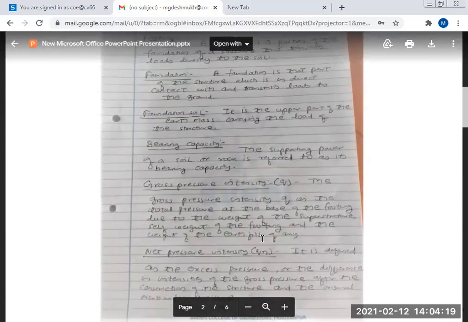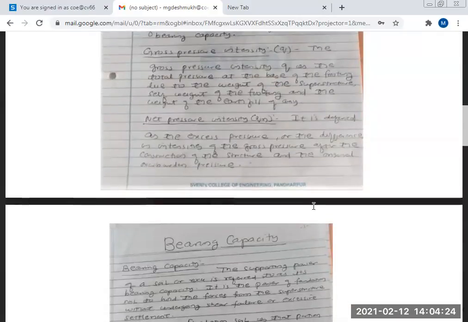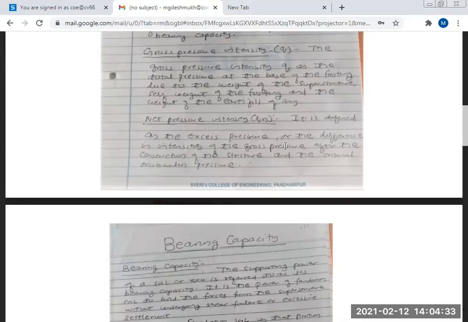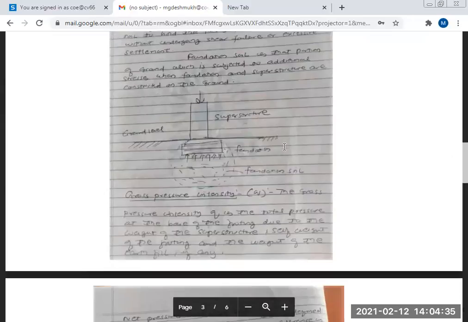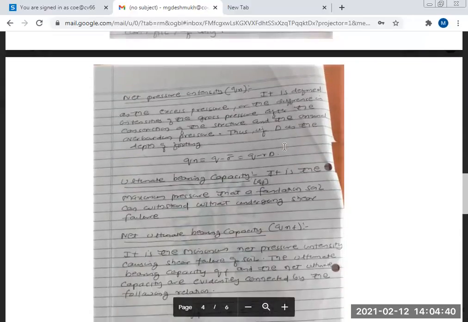Then what is the bearing capacity, and next thing is what is gross pressure intensity, what is net pressure intensity. Gross pressure intensity is Q, whereas net pressure intensity is Qn. I hope these much things are very much clear to you. Assuming that all these things you know it very well, of course you have studied it, but I have to remind all these things. Now next is ultimate bearing capacity. This is my most important term.